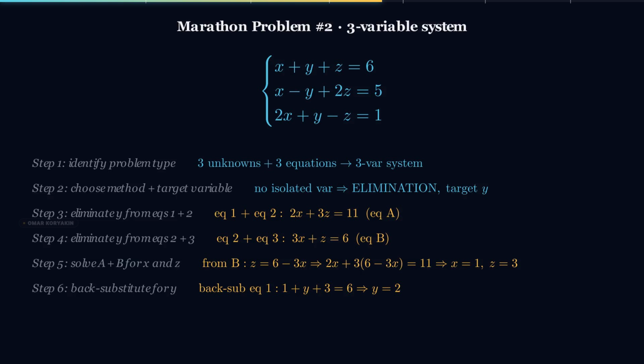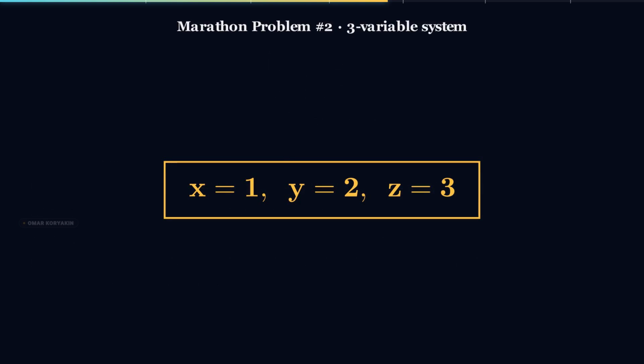Step 6. Back substitute into equation 1 for y. 1 plus y plus 3 equals 6, so y equals 2. Solution: x equals 1, y equals 2, z equals 3. So the 3-variable system has the unique solution 1, 2, 3.